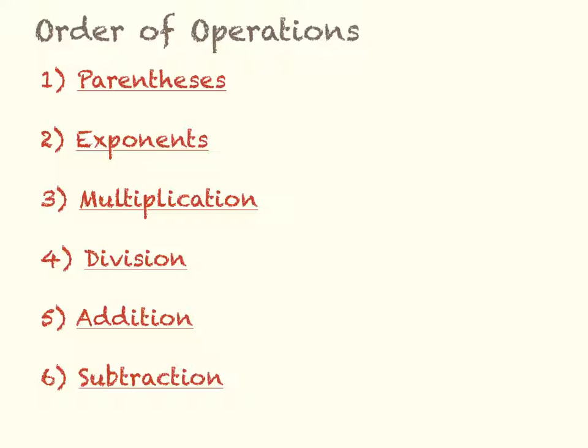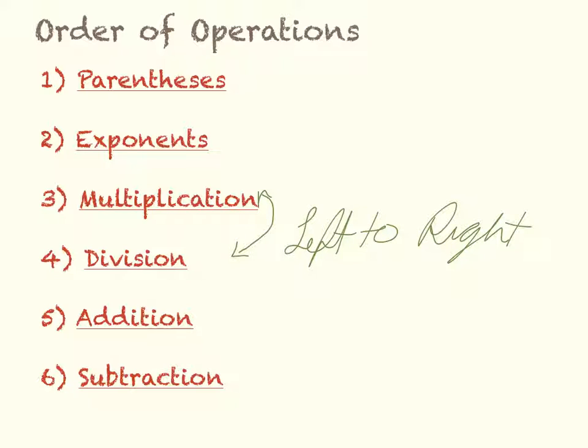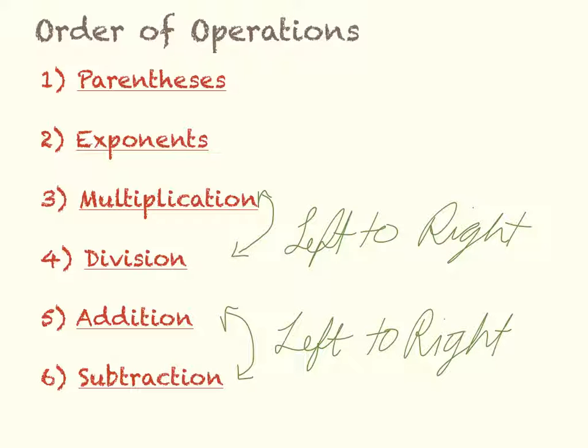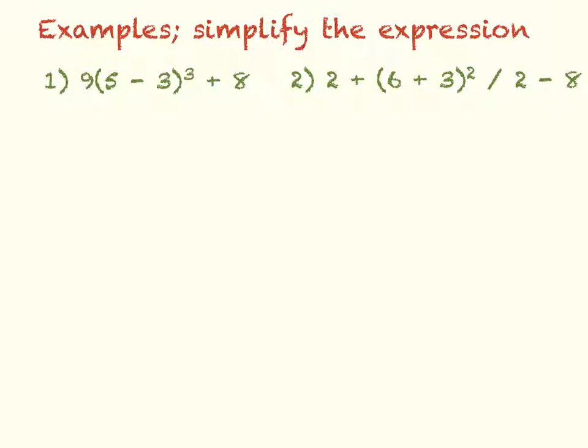Now, one thing we need to note is that you can actually do multiplication and division in either order, from left to right. And we can also do addition and subtraction in either order, left to right. But other than that, it's got to go in this order. Okay, so let's do some examples of this. So we're going to use the order of operations to simplify these problems.